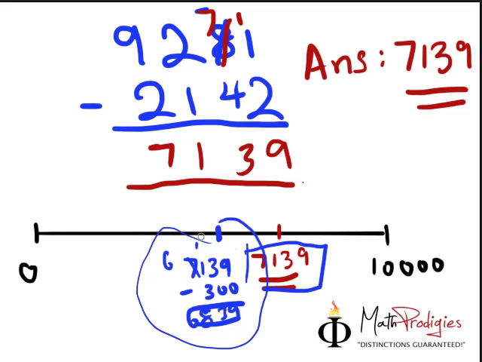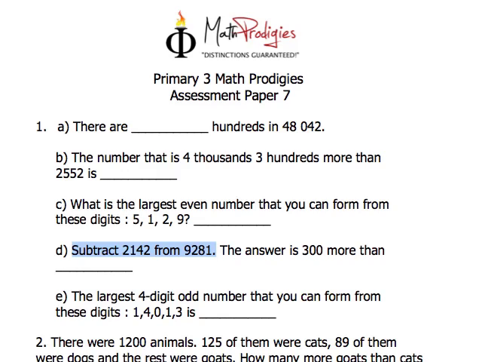Alright, if you got that one right, high five, because you are a math prodigy. Good job. Okay, and finally, are we the final one? No, yes we are. Part E. The largest 4-digit odd number that you can form from these digits are, okay, so what did we say just now? For odd number, the last number must be odd, and they're asking us for 4 numbers.